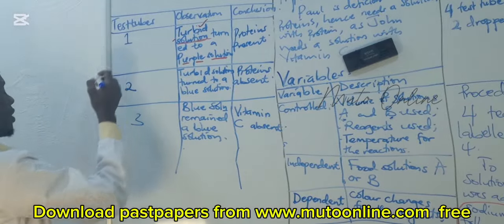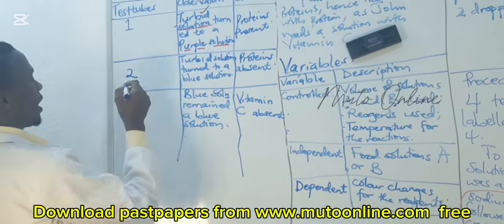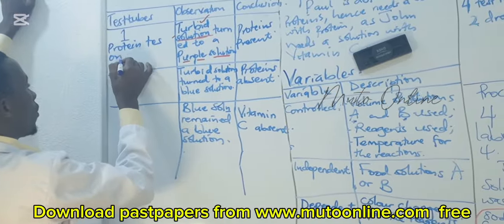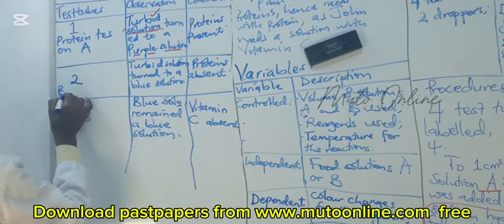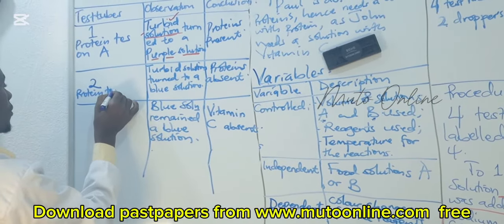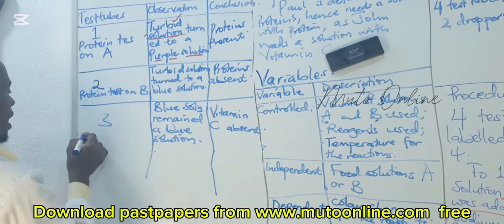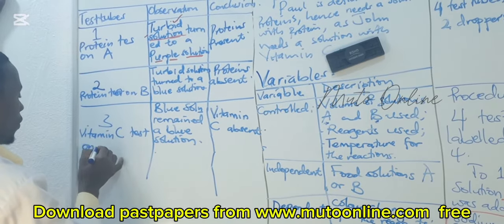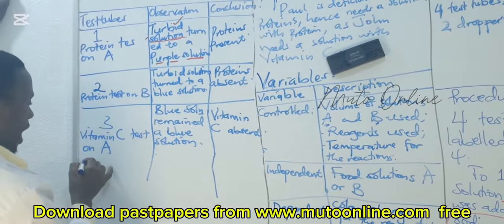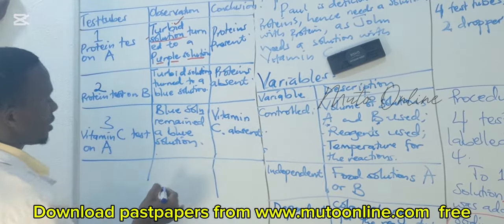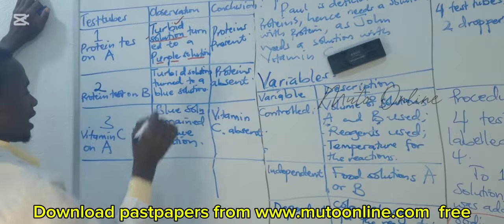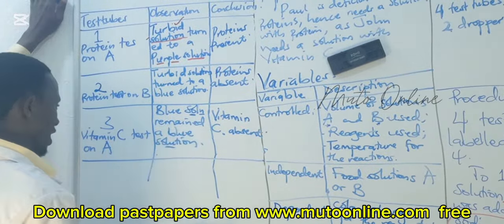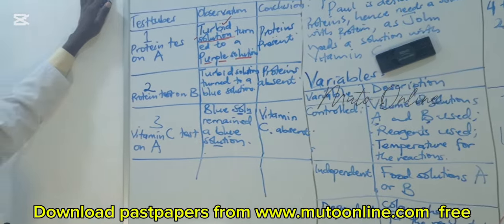So in test tube 1, we are carrying out a protein test on A. Here we are carrying out a protein test on B. Here we are carrying out a vitamin C test on A. And we are finding that there is no vitamin C in A, but we have proteins in A. Don't forget to review the nature of the product and the solution and the extract that we are given.